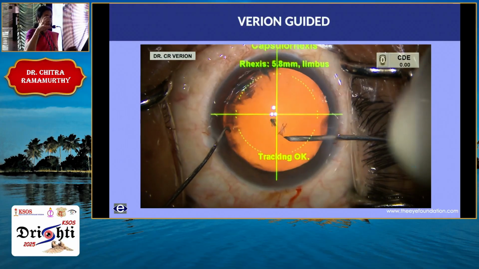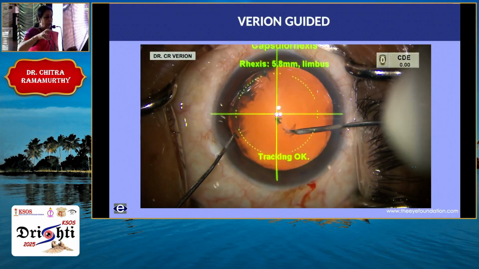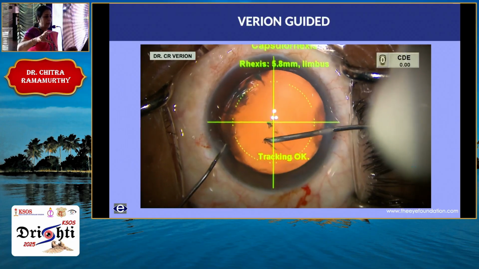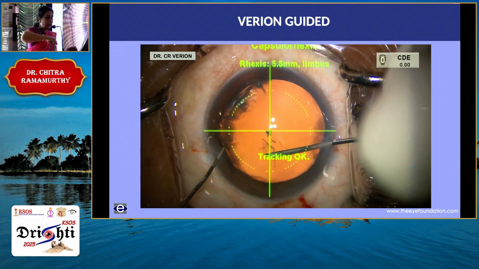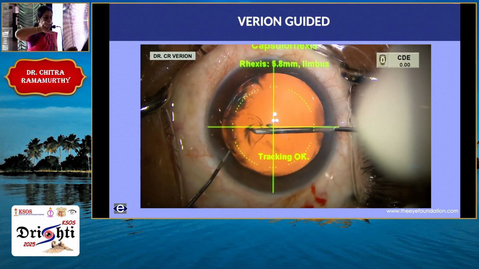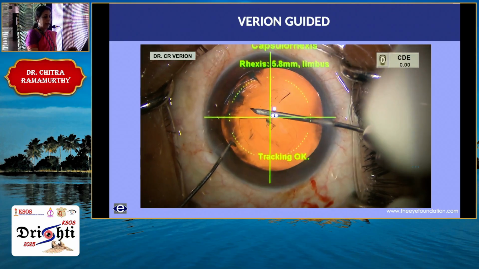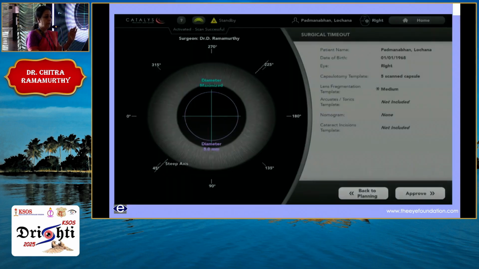I could use a Verion overlay. If I have a Verion overlay, I would get that consistent 5.5 millimeter outline and make my rhexis within this outline, which is overlying, and that gives a constant, repeatable rhexis.